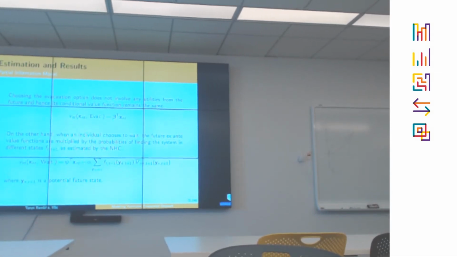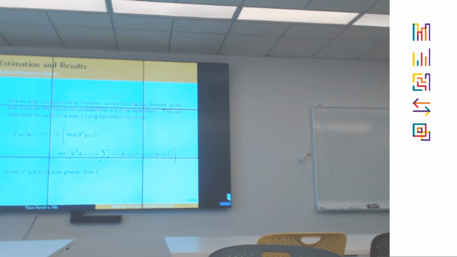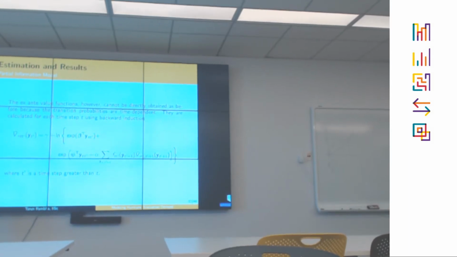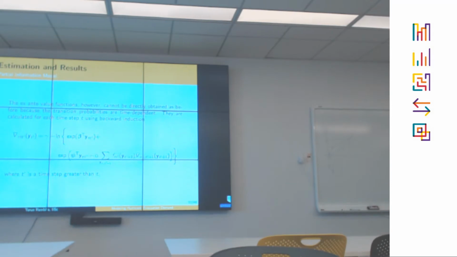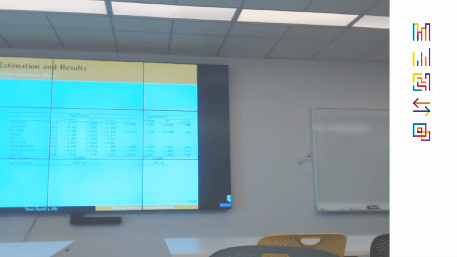And when you do this, I'll not get into the math particularly in this slide, but you can also change your ex-ante value functions to reflect this assumption that we made, and then again plug this into the whole backward induction, backward recursive steps, estimate your value functions, and put that into the maximum likelihood procedure as before. So this is what the results look like.